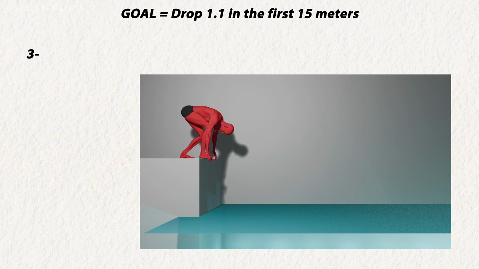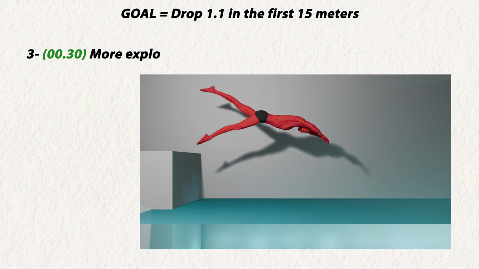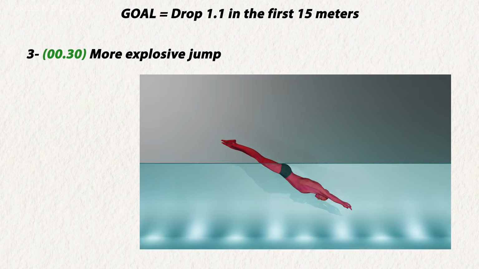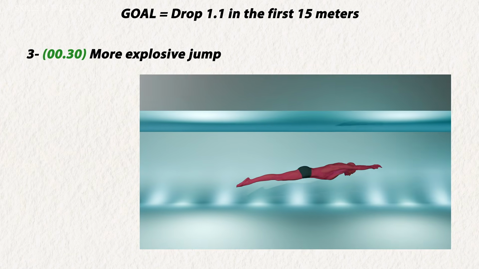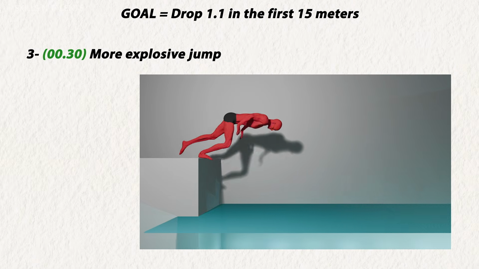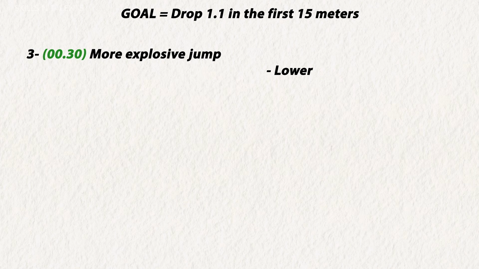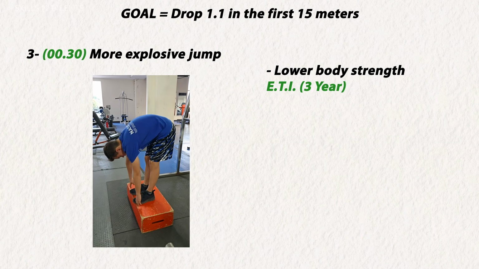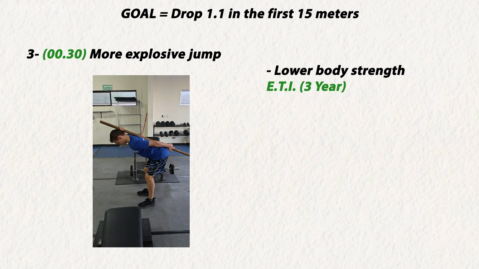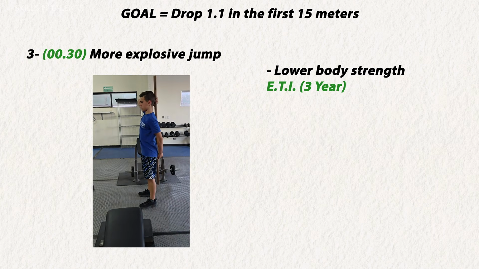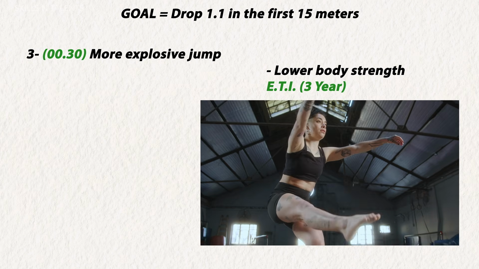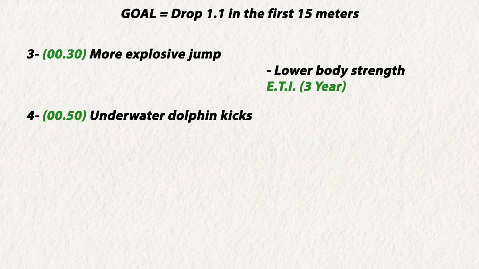With stronger, more explosive legs and back muscles, we'll be able to go 0.3 faster off with a farther, more explosive jump. This will take a lot more time. Building the type of strength we need for a good dive requires at least 3 years. For the legs, we will do more progressive stretch strength work, like the strength and mobility needed to do a slow pistol squat.